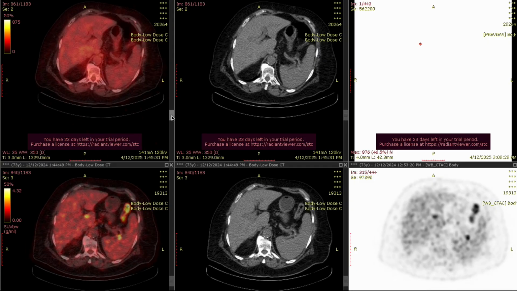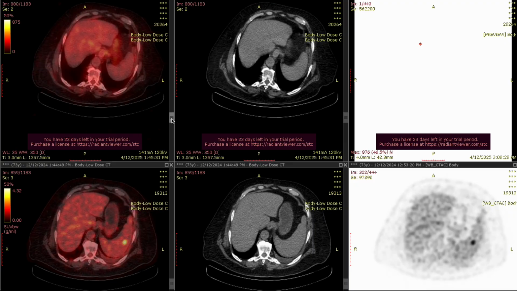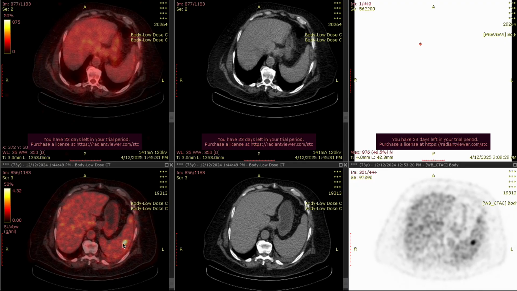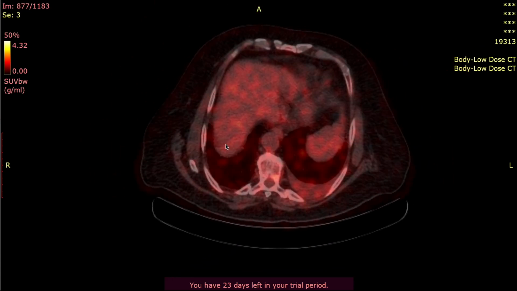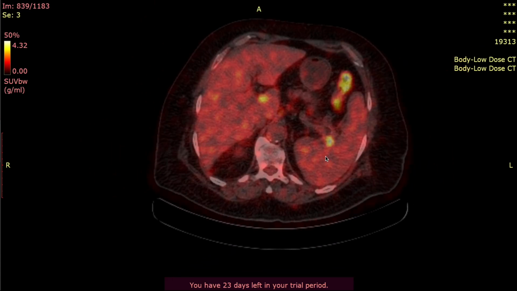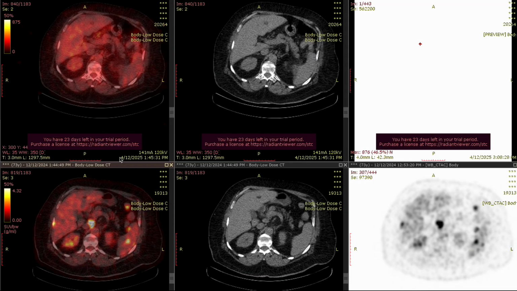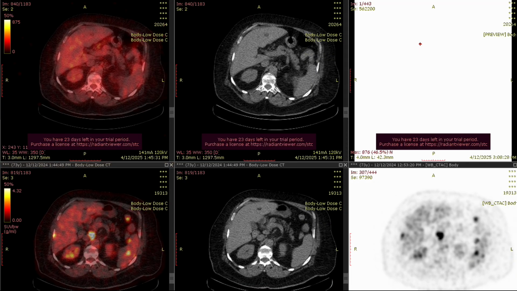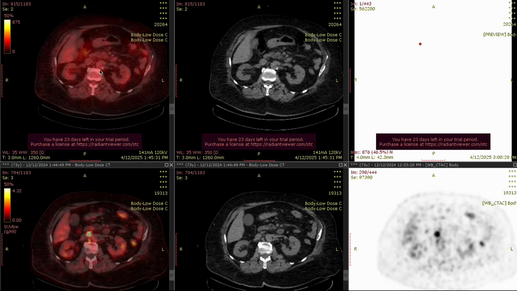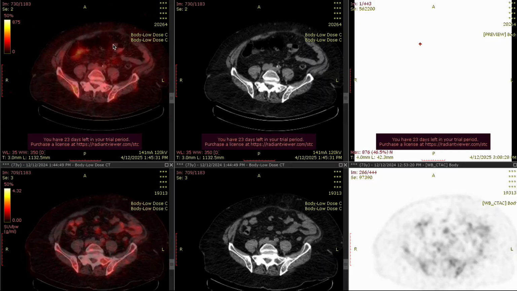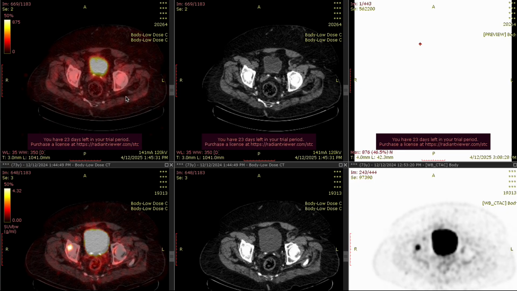The previous scan has activity in the liver and activity and multiple foci in the spleen, the inferior one here. This is the previous one. Multiple splenic foci, upper abdominal lymph nodes, and liver lesion, and all of them completely resolved on the interim scan. Both kidneys are normal. The prostate is normal, gallbladder is normal.